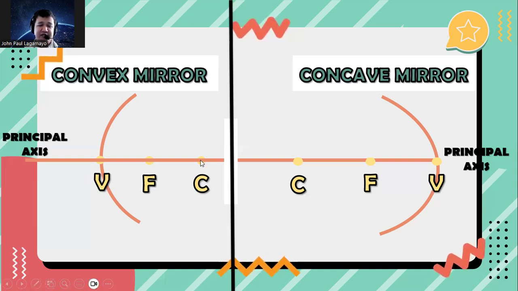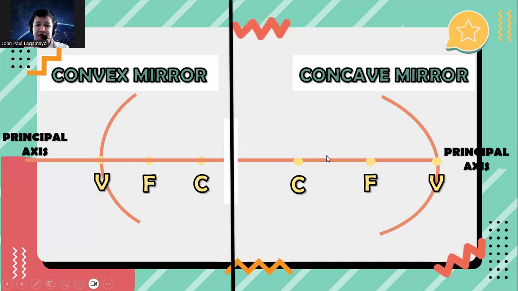If we notice, the C is the radius. The V is the intersection of one side of the mirror and the principal axis. While the F here is the middle portion of the V and the C. So that is the convex mirror in terms of its parts, the V, F, and then the C. Commonly, we place the object outside here. Here is the object.